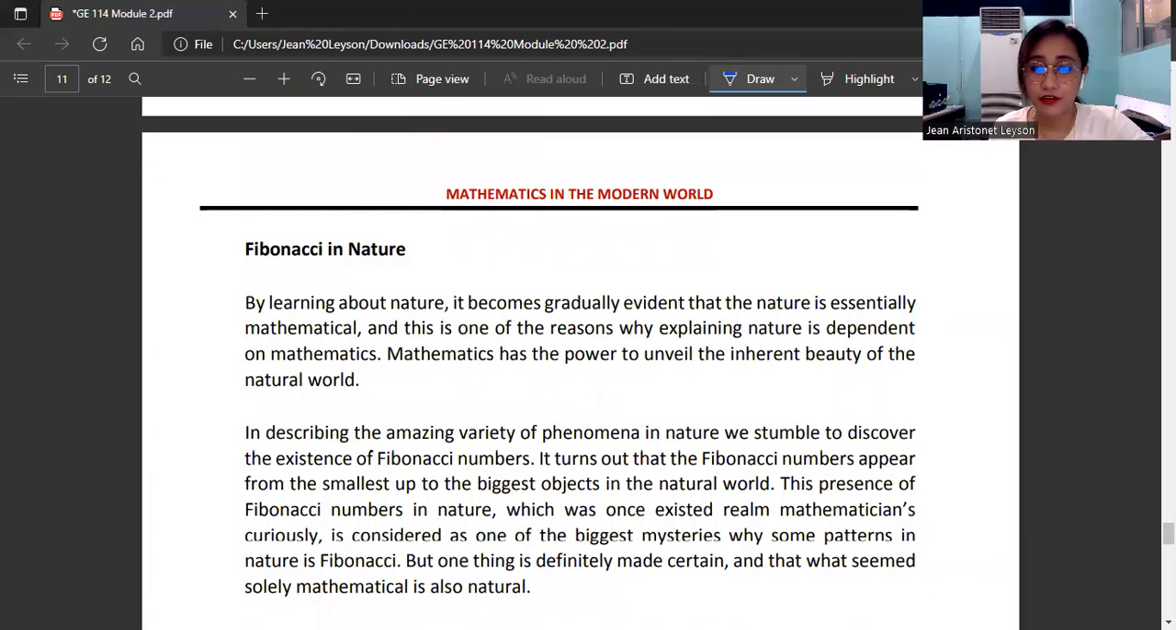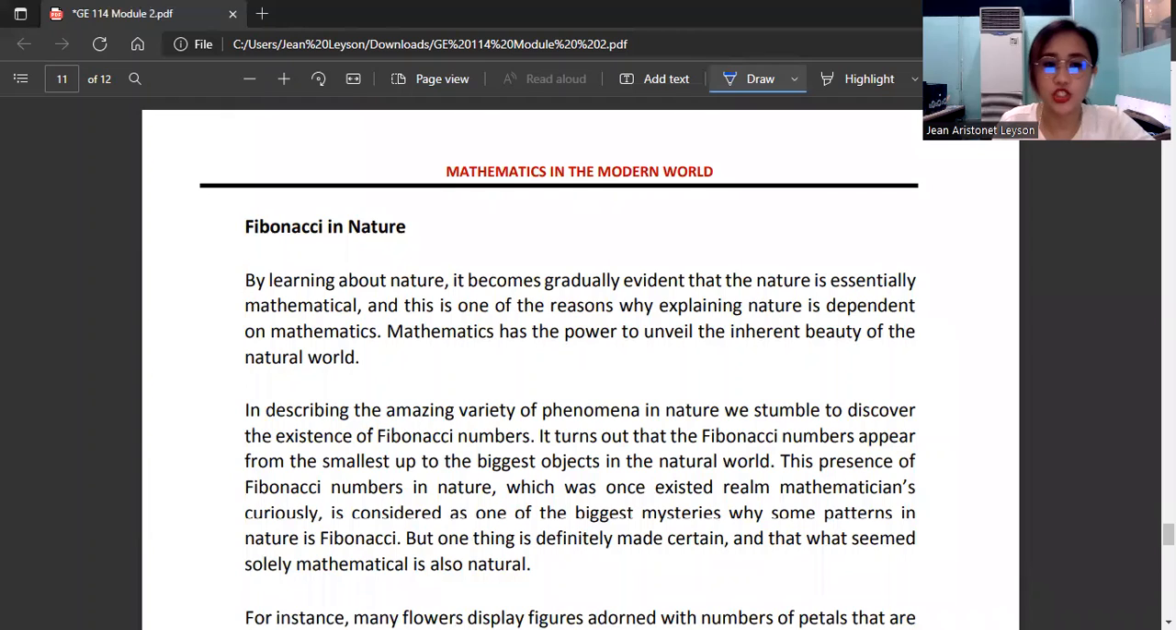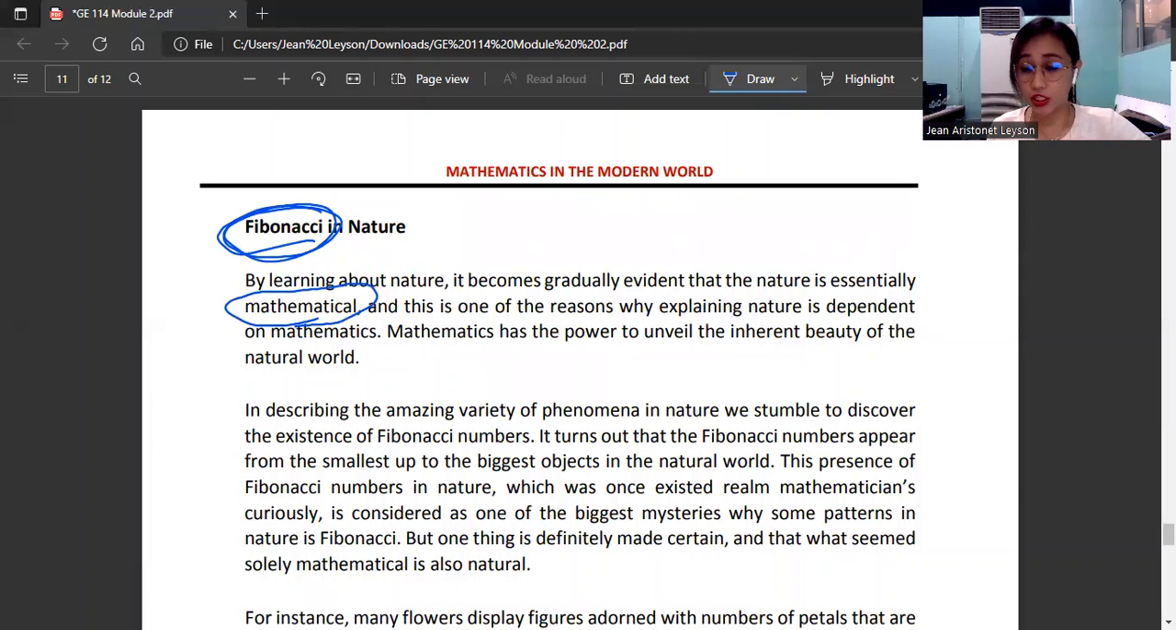And lastly, we have Fibonacci in nature. Fibonacci is a famous mathematician. His life's work is devoted to patterns that he has seen and observed in nature. By learning about nature, it becomes gradually evident that nature is essentially mathematical. It may not be numbers, but it is somehow visual in nature. This is one of the reasons why explaining nature is dependent on mathematics. Mathematics is the power to unveil the inherent beauty of the natural world.